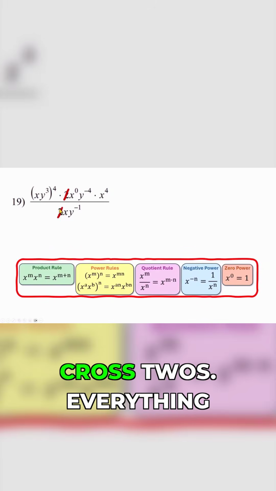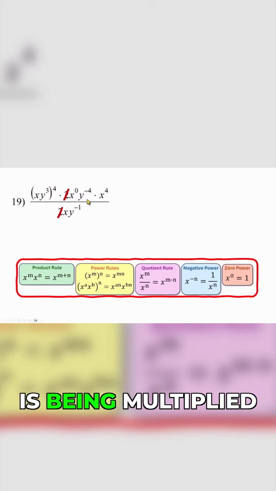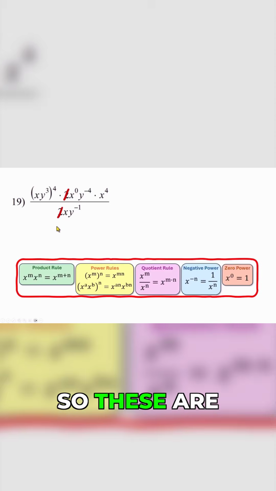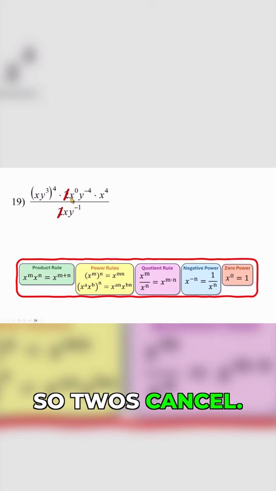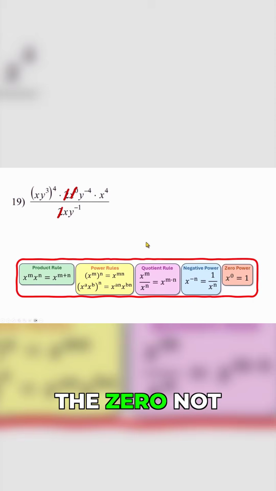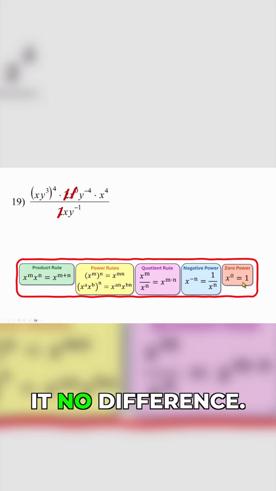Okay, first thing I did was cross out the 2's. Everything is being multiplied up in here. So these are all factors. Common factors can cancel. So 2's cancel. I'm going to cancel that x to the 0, not because it turns into a 0, but because it turns into a 1, which means it makes no difference.